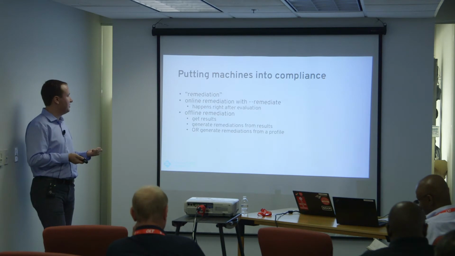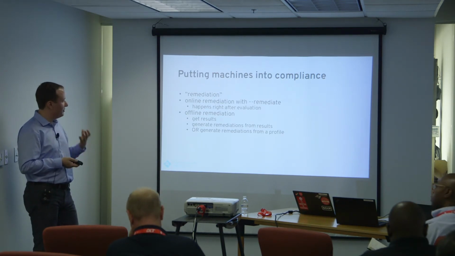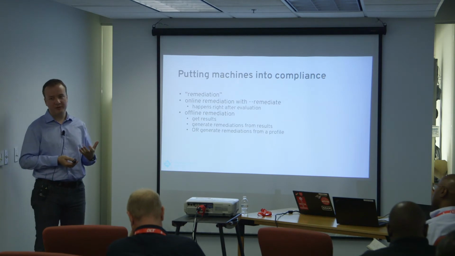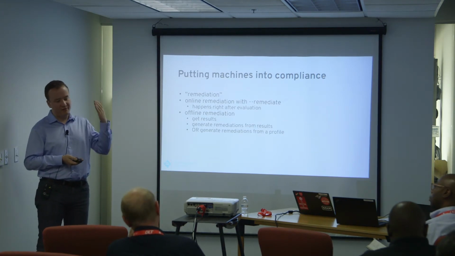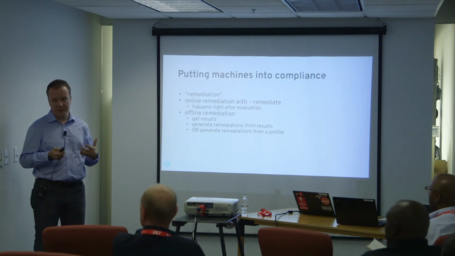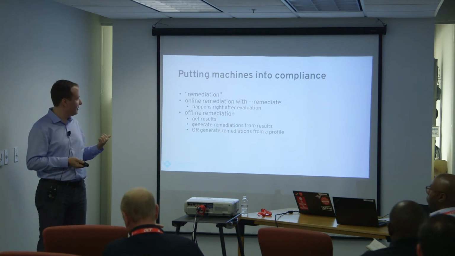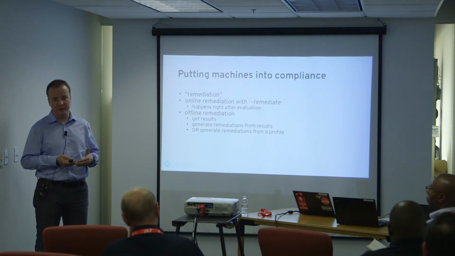Another advantage is that with offline remediation, you can generate the remediation for a whole profile. So you can tell OpenSCAP to assume that every rule failed, and you want the full remediation for the full profile. Since the remediations are idempotent, if you run them multiple times, they won't mess up your machine. You can do this and have a whole setup script for the machine.